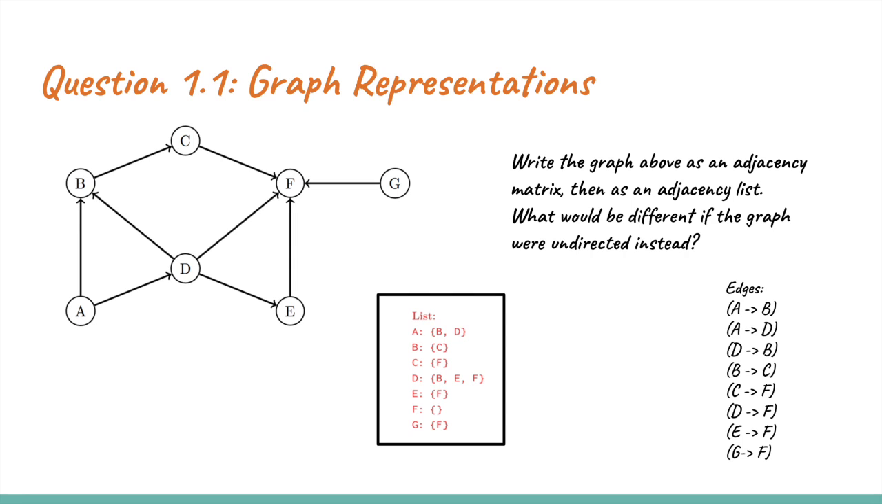And this is the adjacency list. Since there are 2 vertices pointed to by A, the list at index A has B and D. B only points to C, so C is the only vertex in the array list at that index, and the rest is the same idea.